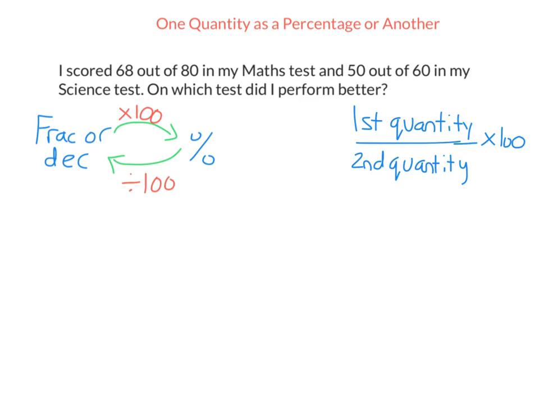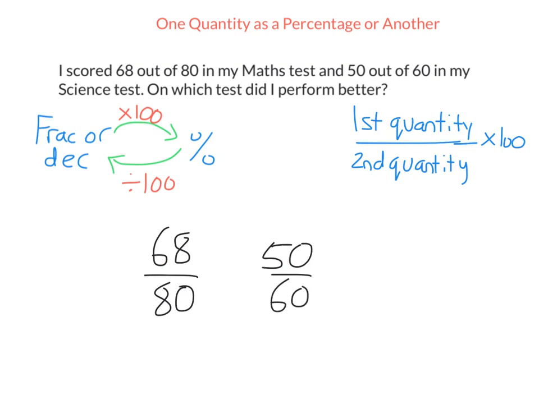So this is why percentages are useful. It's hard to know which is better, 68 out of 80 or 50 out of 60. It's really hard to compare these two fractions because they have different denominators. See, that's what percentages are. They are just fractions. So what I'm going to do to see whether I perform better on maths or science, I'm going to change these fractions so that they have a denominator of 100. That will make it really easy to compare.